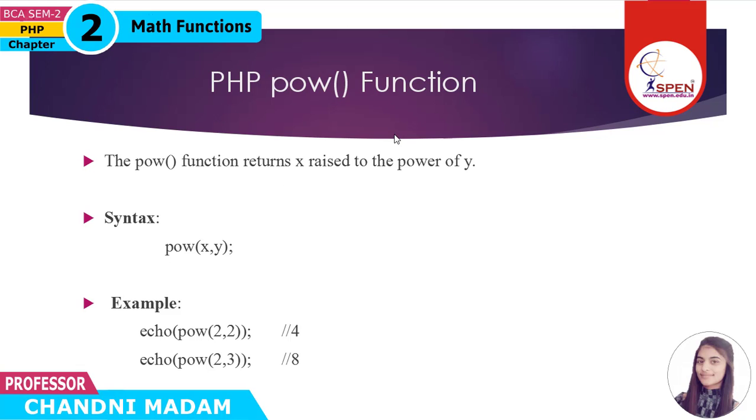Our next function is pow. This function returns x raised to the power y. Here is the syntax: the pow function requires two values, x and y. Here is the example. We pass 2 and 2 to the pow function. So 2 raised to 2 means 4. Now we pass two values, 2 and 3. So 2 raised to 3 means 8. Ultimately this function returns x raised to the power y.